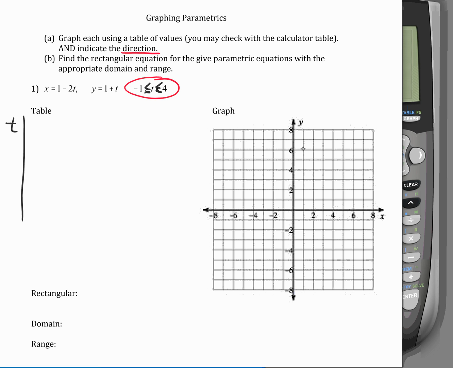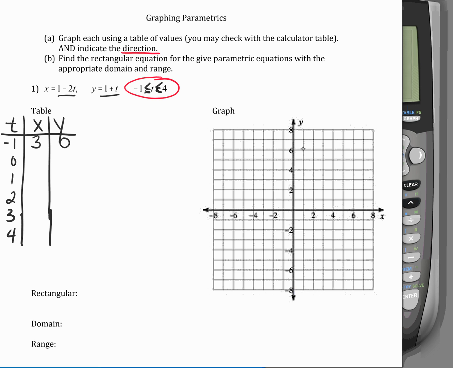So before we do our converting, we're going to get our table set up. We have 3 columns now instead of 2. And that interval is giving us a starting and a stopping point. So we're going -1, 0, 1, 2, 3, and 4. And then technically what you're doing is you're plugging in -1 into your x equation. If you do that, 1 minus 2 times -1 is going to give us 3. And then we'll plug the -1 into the y equation. 1 minus 1 is 0.